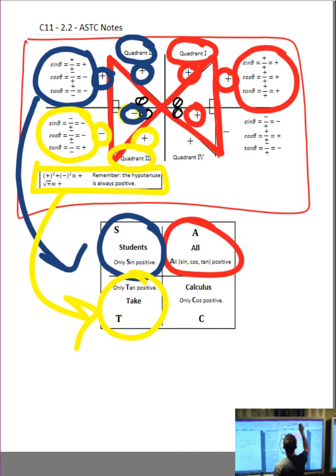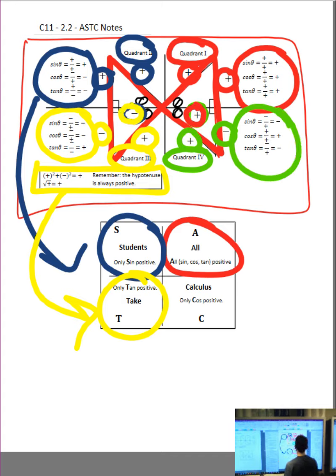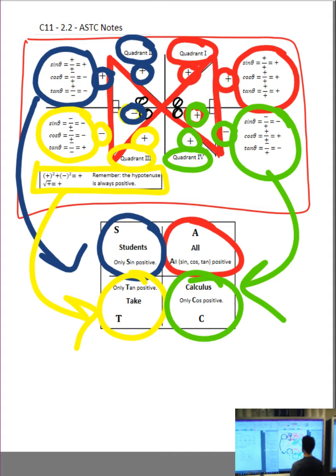Quadrant 4, big green. The opposite's negative, the adjacent's positive, and the hypotenuse is positive. Therefore, sine's negative, cos is positive, and tan's negative. C, calculus, only C is positive.